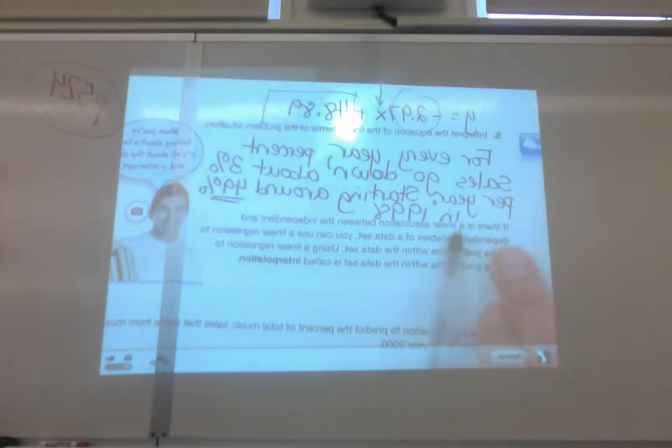If there is a linear association between the independent and dependent variables of a data set, you can use linear regression to make predictions within the data set. Using linear regression to make predictions within the data set is called interpolation. Use your equation to predict the percent total sales for Music Store in 2000.